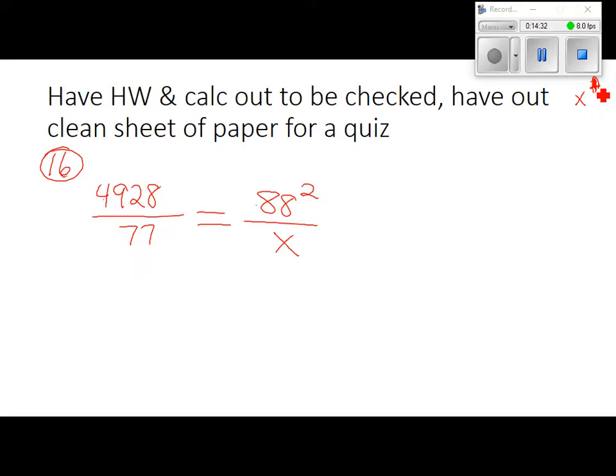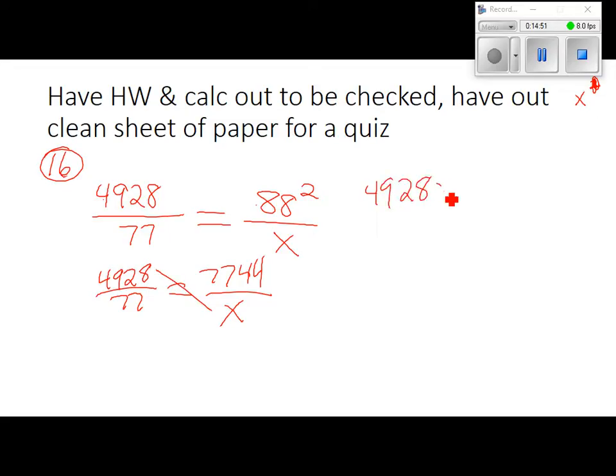What do we do to this 88 first? Square it. Somebody do that for me. 7,744. So we have that over 77 equals 7,744 over X. Now what do I do? Cross multiply, get 4928X. What's on the other side? When you cross multiply this way, just tell me the numbers. 596,288. Anybody else agree with that? Yep.